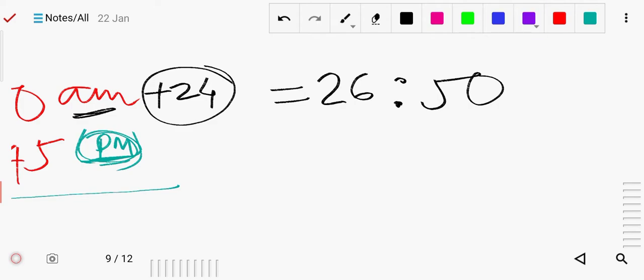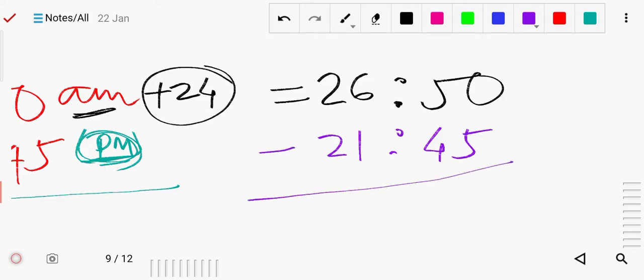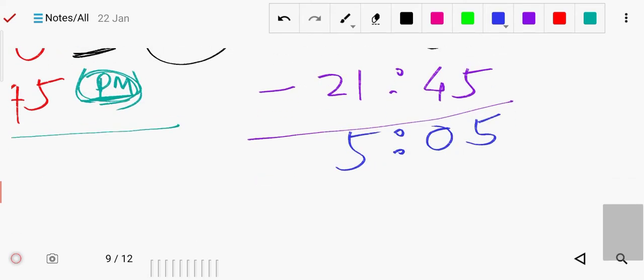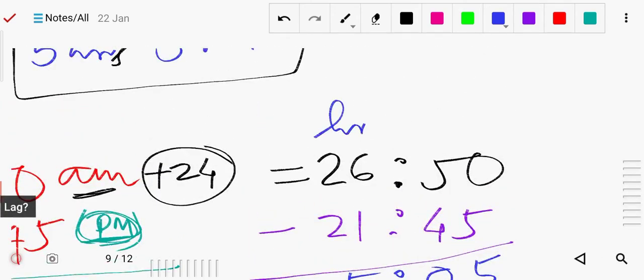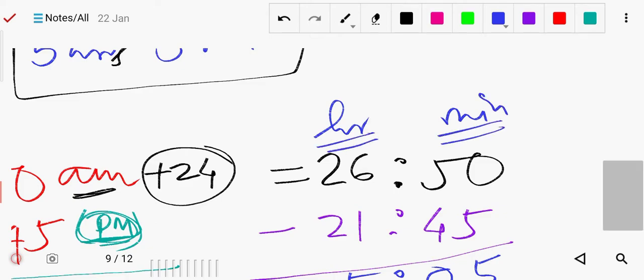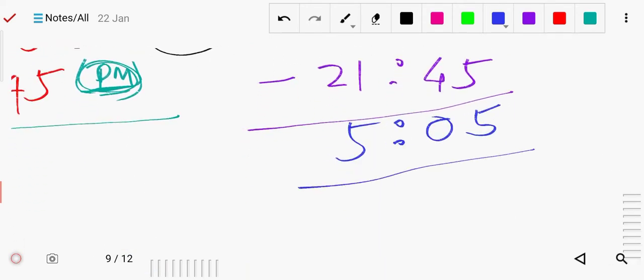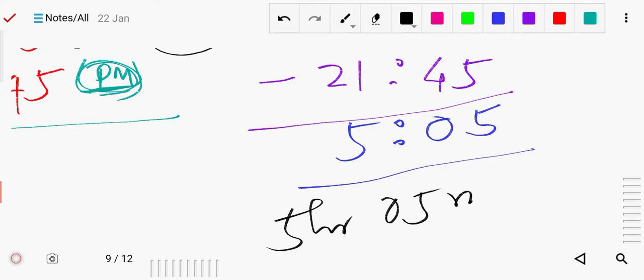Okay, now here earlier it was 21, the same we will write, no need to change. Now you can subtract. So you will subtract, so here will be the 5. Okay, now here will be 0. Okay, now here it will be 5. So now you can see this was the hour and it was the minute. Again same thing, hour and minute we have divided. So now we got the answer, 5 hour and 5 minute.